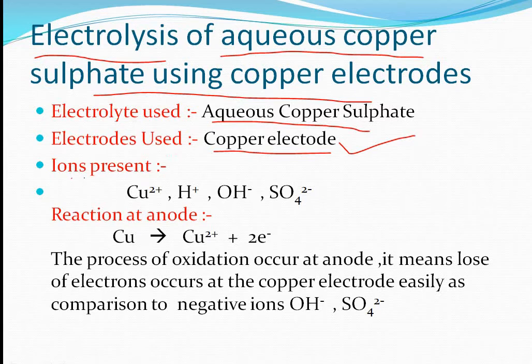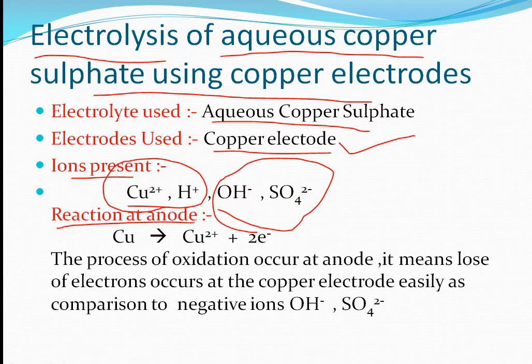So the ions present here are Cu2+ and H+, which are the cations present in the solution, and secondly OH- and SO4 2-, which are the anions present in the solution. Now let's come to the reactions that occur at the anode and at the cathode.